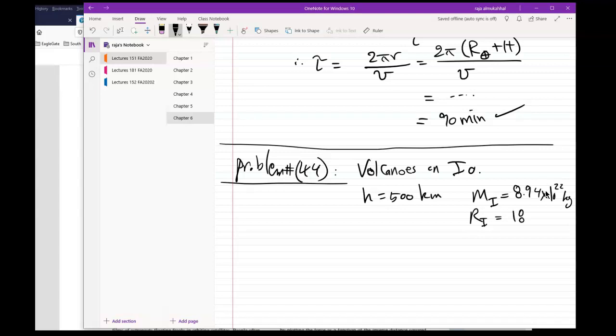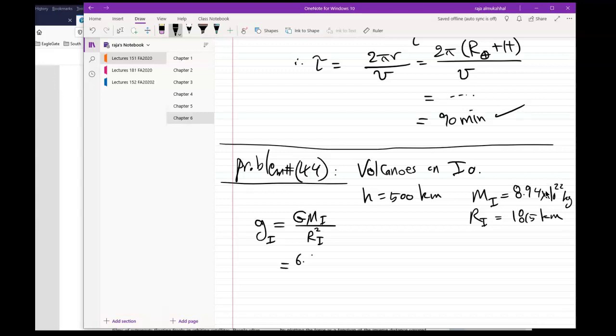Try to make a diagram if possible. I don't need a diagram for this one. First thing I need to do, I want to find G on Io, the G value. And we know that G value is what? G m sub I over r sub I squared, correct? Just plug it in.